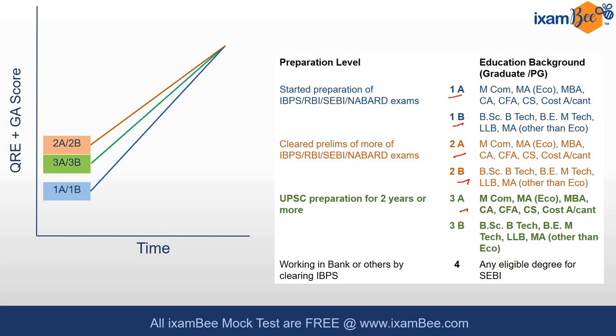For UPSC aspirants, they are in the 3A 3B category, they will have to climb steeper than 2A 2B but less steep than 1A 1B, because they will score well in general awareness, and they are also reasonably good in QRA. They also have to pass the aptitude test in UPSC. And if you have cleared the exam and you are working in some of the banks, then I feel you are stronger in both, so you have less to climb to clear the phase 1 exam.